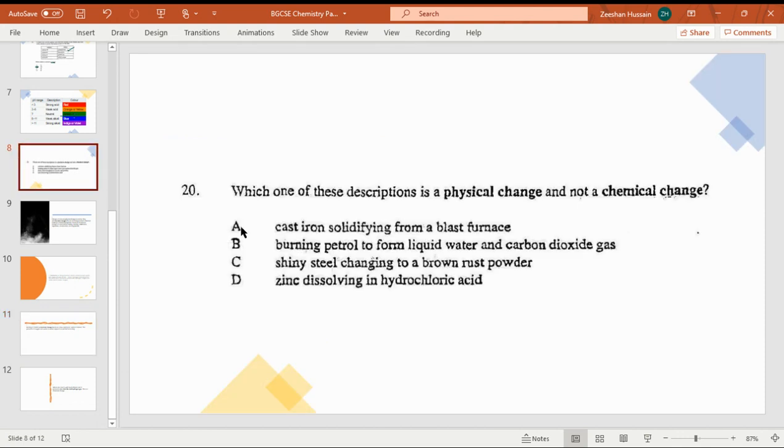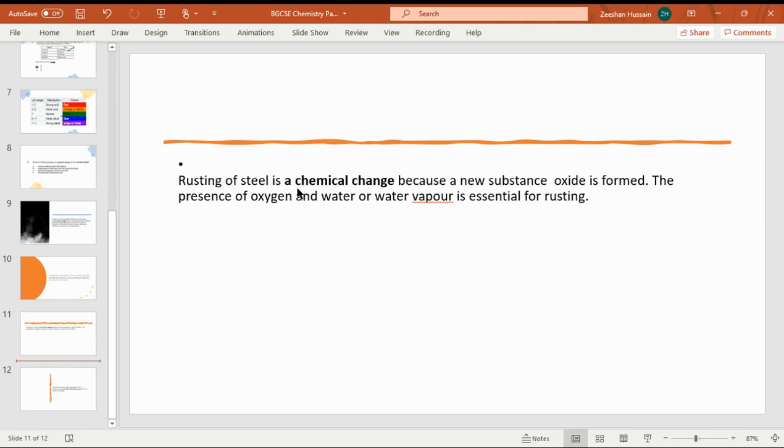Then the third option is shining steel changing to brown rust powder. Rusting of steel is a chemical change because a new substance, oxide, is formed. Due to the oxide layer, its color changes. The presence of oxygen and water or water vapor is essential for rusting. So rusting is also a chemical change.